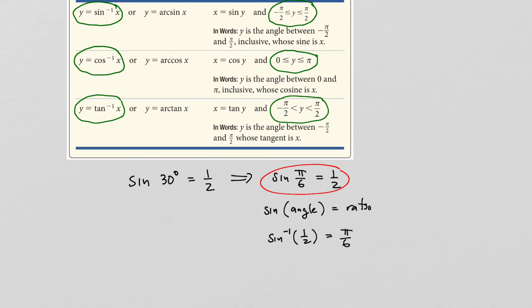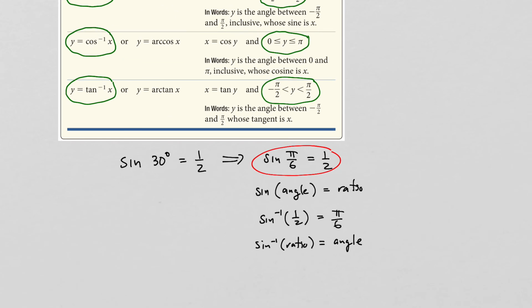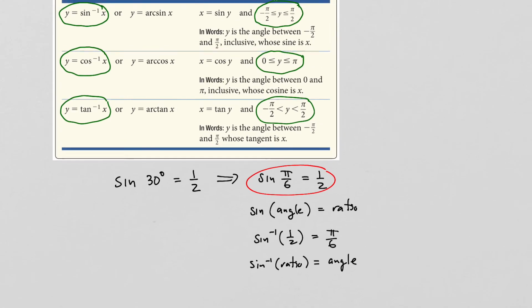So the important thing here is you have the inverse sine of some ratio, some value, and you are getting an angle out of it. So anytime you apply an inverse trig function, you are talking about an angle. Let's take a look at these examples.